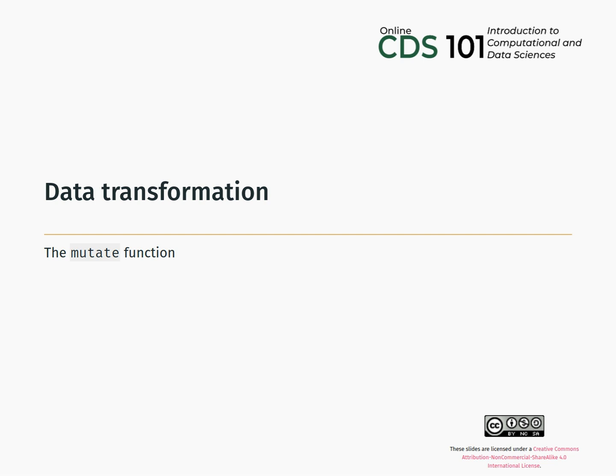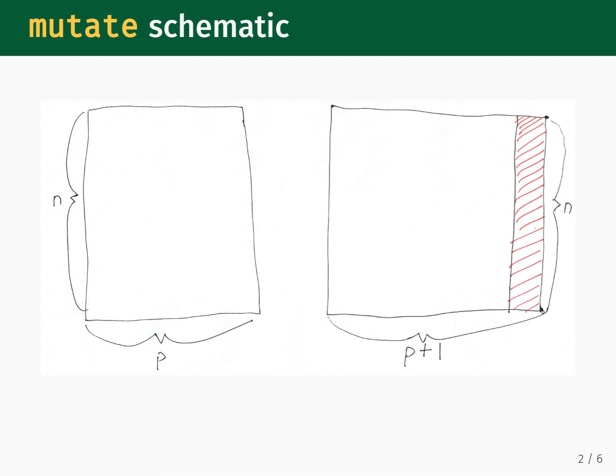We use the mutate function when we want to compute or transform something using the values of one or more columns within a dataset. This schematic illustrates how the mutate function acts on a tabular dataset that starts with n rows and p columns. The mutate function will perform the transformation that you tell it to do, and append the result as a new column to the data frame. This leaves you with a new data frame with n rows and p+1 columns. By default, the new column is appended to the end of the data frame.